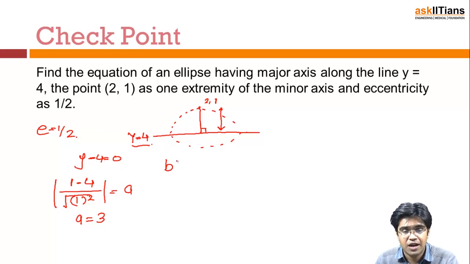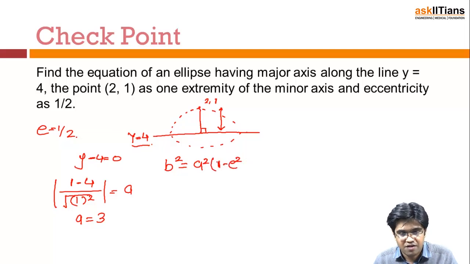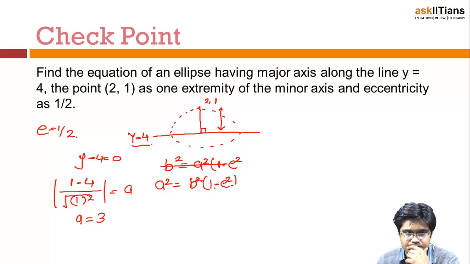Now I know the relation, b square equals a square times 1 minus e square. Sorry, I have done it the other way. It's a square equals b square times 1 minus e square. Let's do it again.